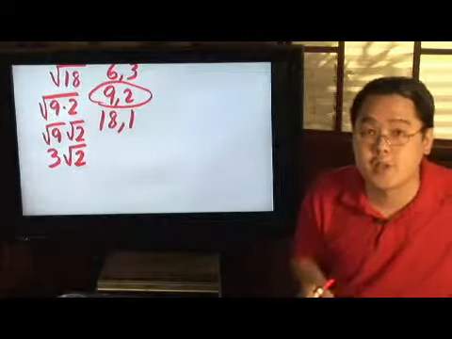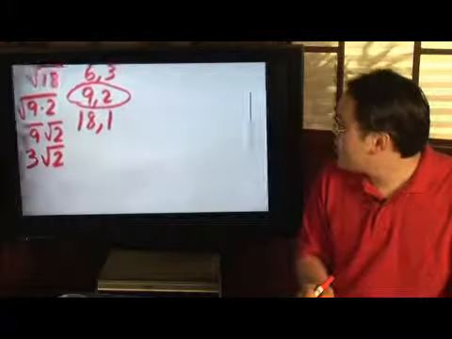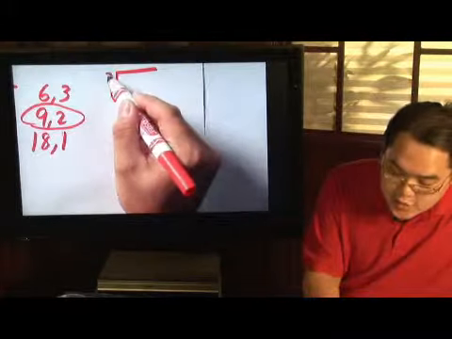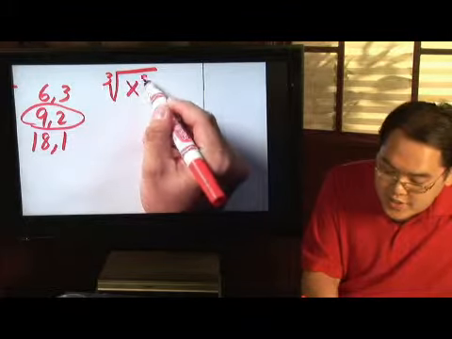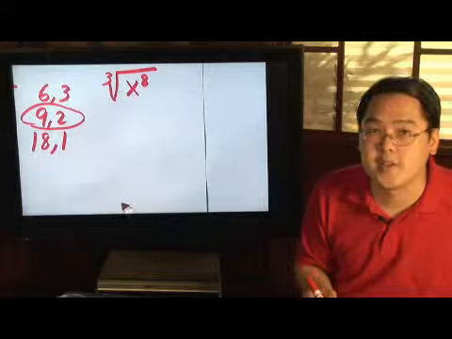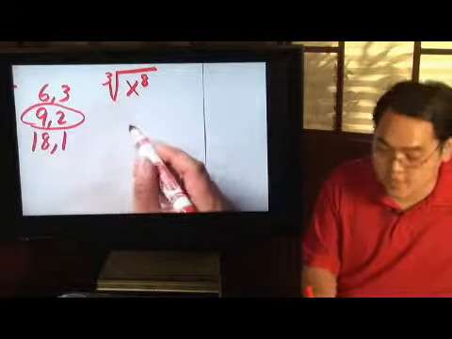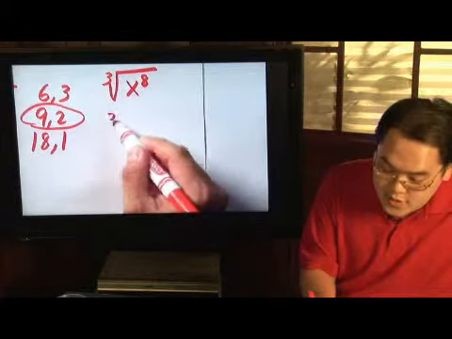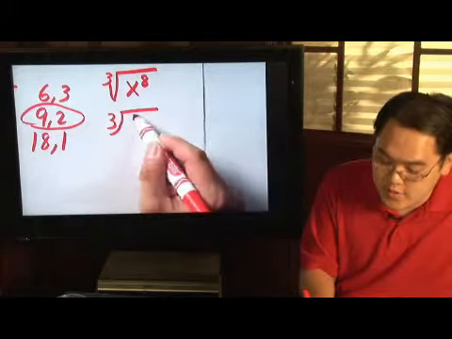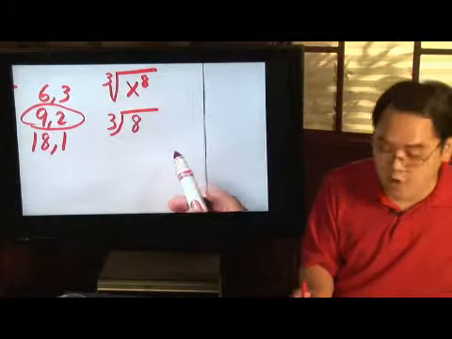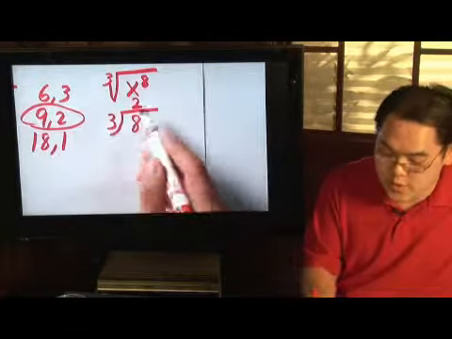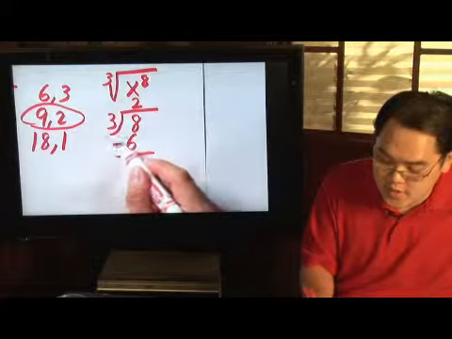Now, here's an example involving variables. Suppose you want to find out the cube root of, let's just say, x to the 8th. Now, if you know your long division, figuring this out is very straightforward. The 3 goes on the outside, dividing into the exponent you see here. 3 goes in 8 how many times? 2. 2 times 3 is 6.